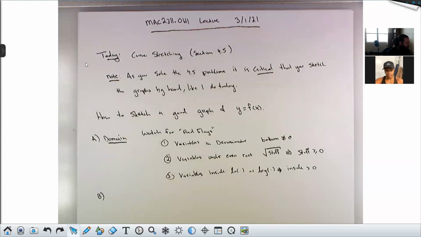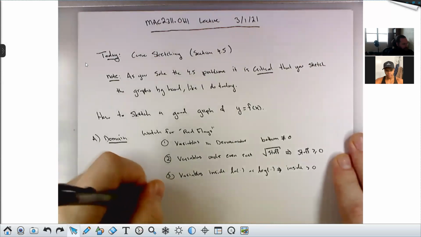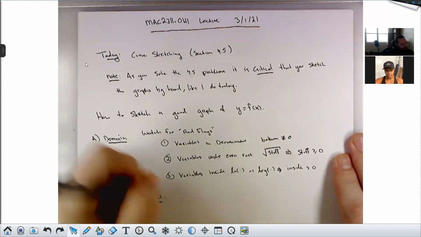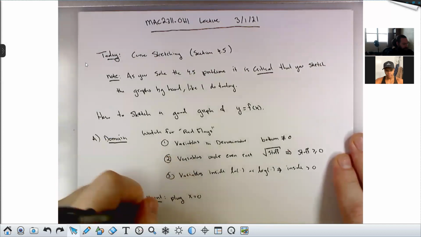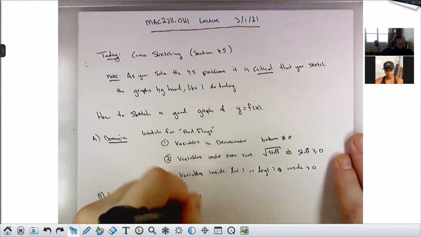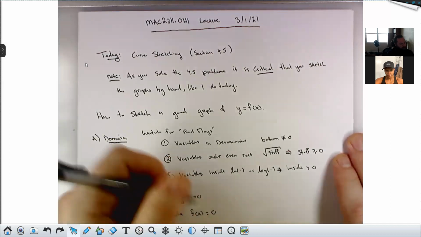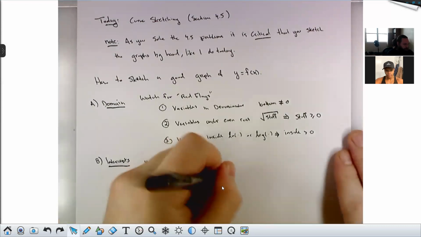The second step is going to be finding any intercepts. Y-intercepts, to find these, you just plug in x equals 0. To find x-intercepts, we need to solve the equation f of x is equal to 0. And if your function happens to be a big fraction, solving f of x equals 0, you can just set the top equal to 0.